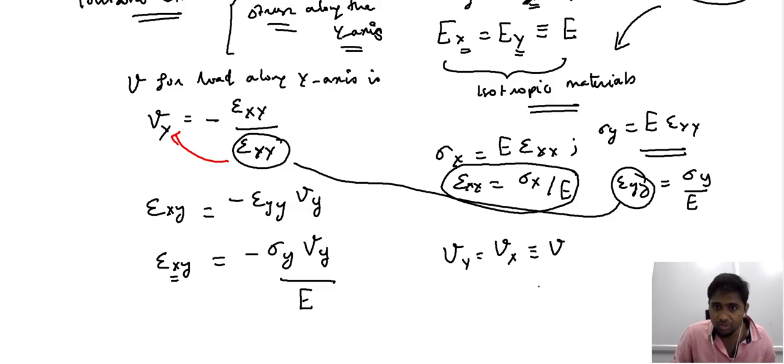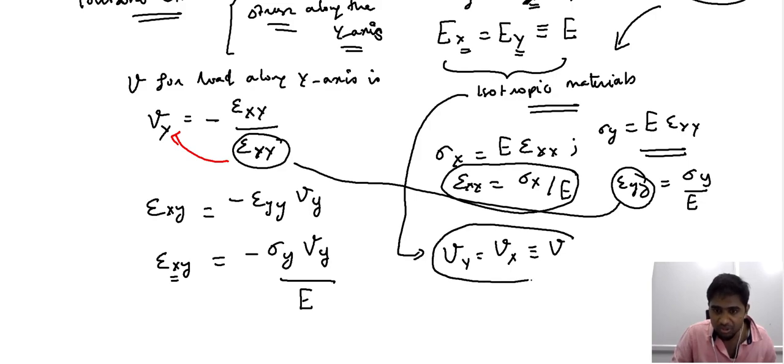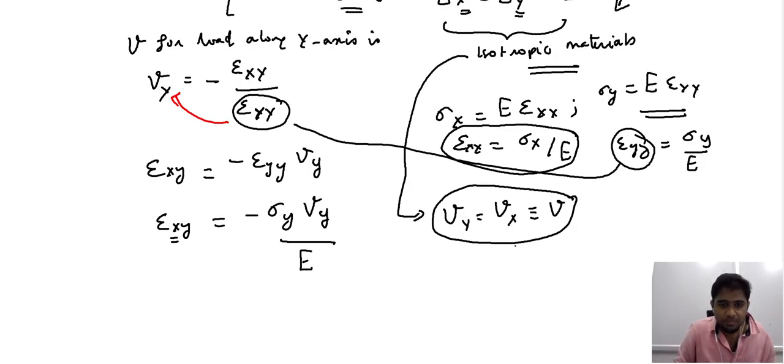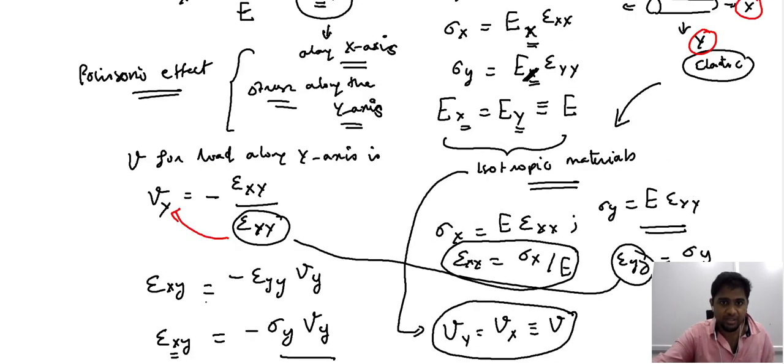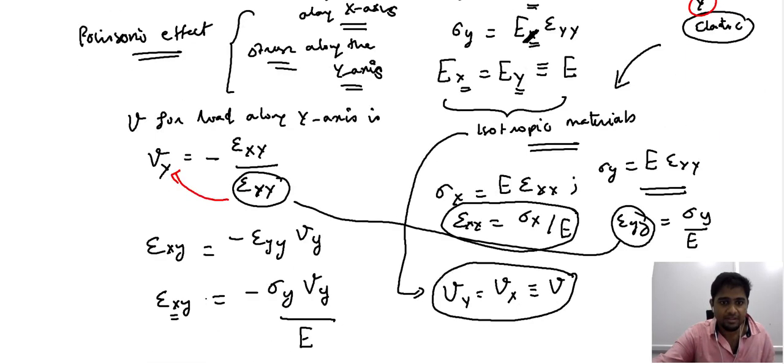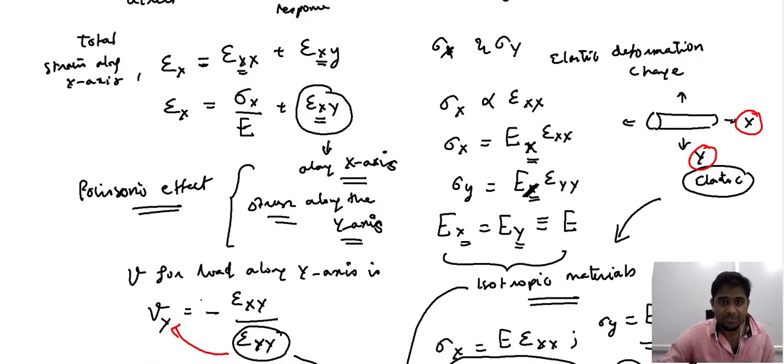So the Poisson's ratio is independent of the direction, because we have assumed that it is an isotropic material. The Poisson's ratio is independent of the direction. So ultimately this expression simplifies as the ratio between two constants, that is Poisson's ratio and Young's modulus, along with the loading direction that brings about the strain epsilon xy. So we have an expression for epsilon xy, and we also have an expression for epsilon xx.